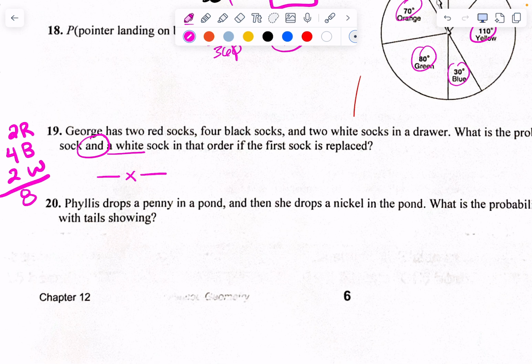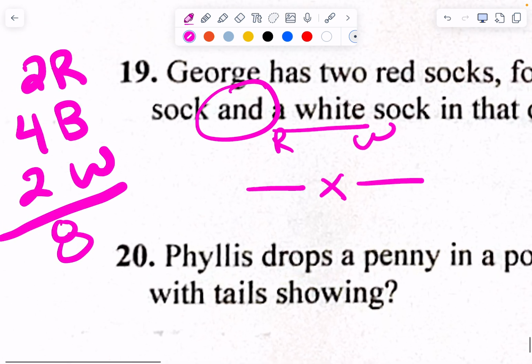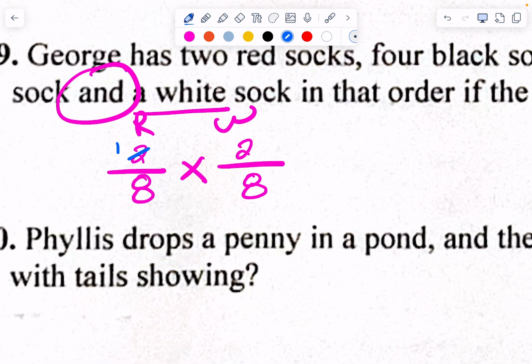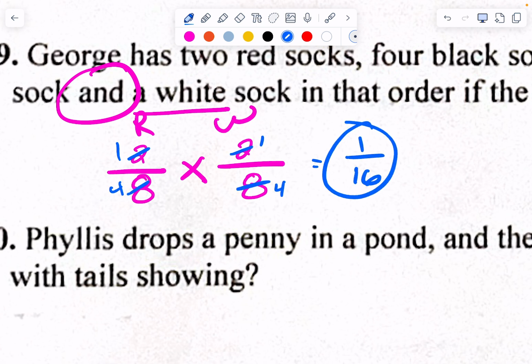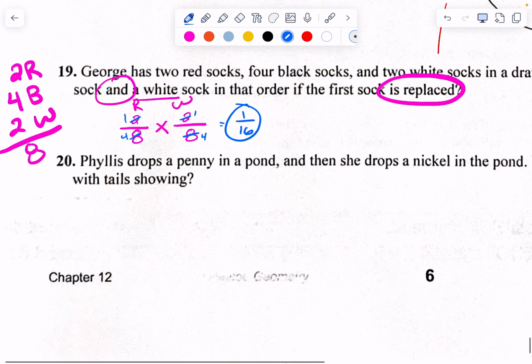Okay, 2 socks. I want a red first and then a white, and it is replaced. Okay, what's the chance that the first one is red? 2/8 or 1/4. If I replace it, now I still have 8 socks, but how many are white? 2. Okay, and if I reduce, this is 1/4 times 1/4, and 1 times 1 is 1, and 4 times 4 is 16. So 1/16.